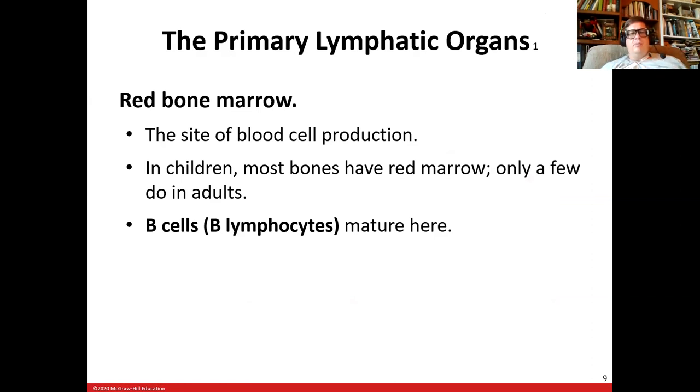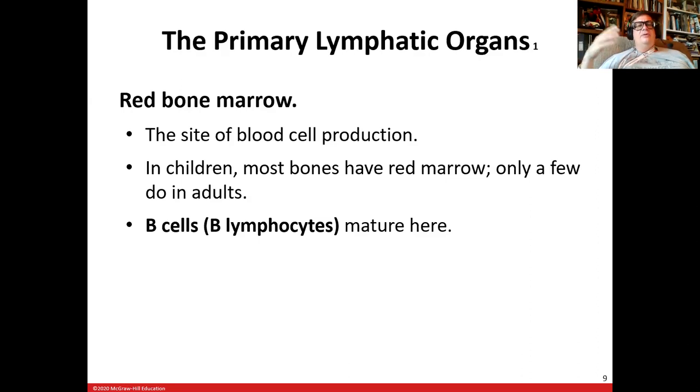Red bone marrow is where you make most of your blood cells. In kids, most of the bones have red marrow. In adults, most of the bones have yellow marrow, a little bit of red. B cells grow here. So where I talked about the T lymphocytes develop in the thymus, the B lymphocytes develop in the bone. Pretty straightforward.